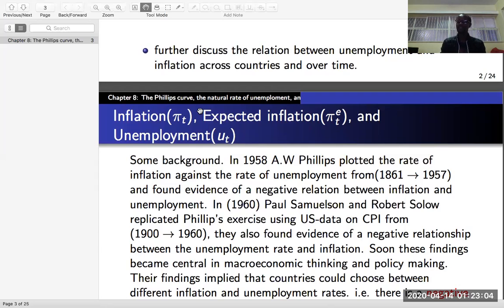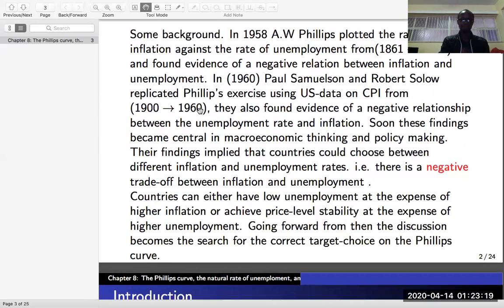Soon, this finding became the center of macroeconomic thinking and policy making. Their finding implied that countries could choose between inflation and unemployment rate, i.e. there was a negative trade-off between inflation and unemployment. So countries can have lower unemployment at the expense of higher inflation, or they could have higher price stability at the expense of higher unemployment. Going forward from then, the discussion became the search for the correct target, i.e. the anchor on the Phillips curve.